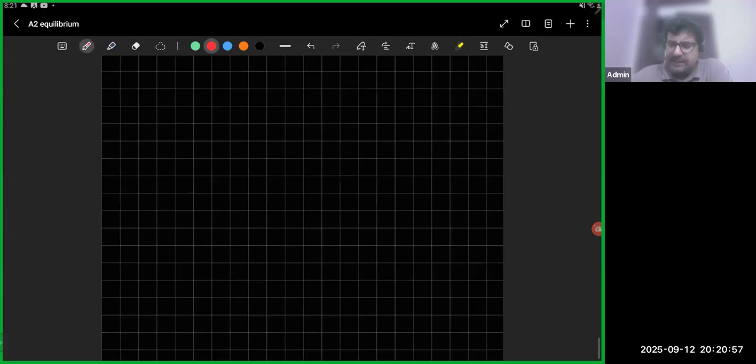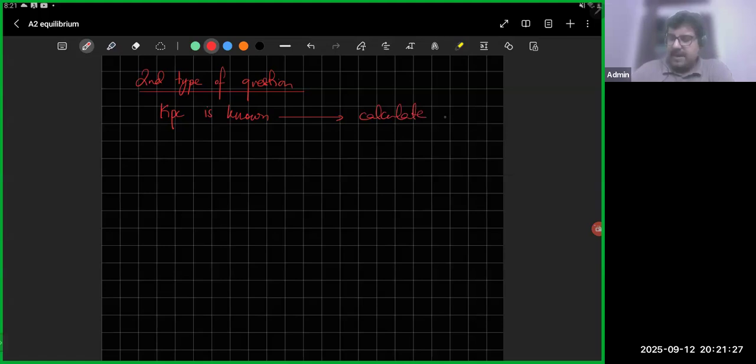First one is they ask you to calculate KPC, which we already did. The second type of question is that KPC is known. What you need to do is calculate concentration or calculate mass in one of the layers.